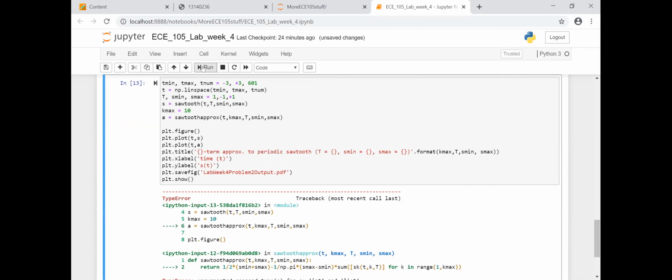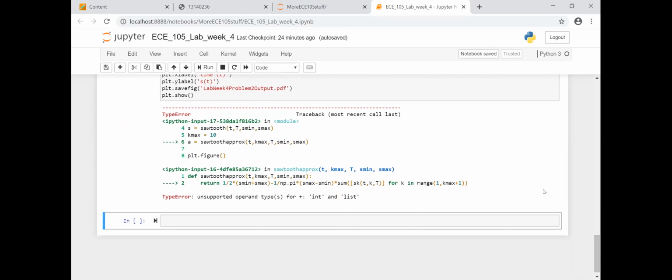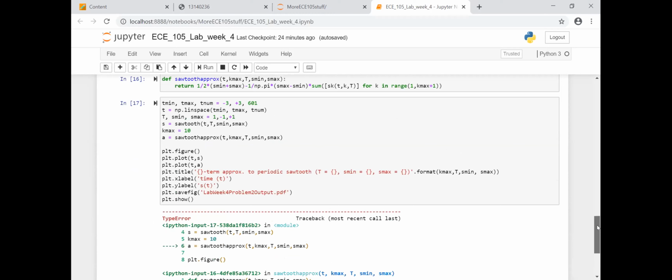Now I run this. Mm-hmm. Same problem. Let's go up and see. I can't hear you that well. Oh, can you hear me now? I can, yeah. Okay, can you go up? Go to the function part.